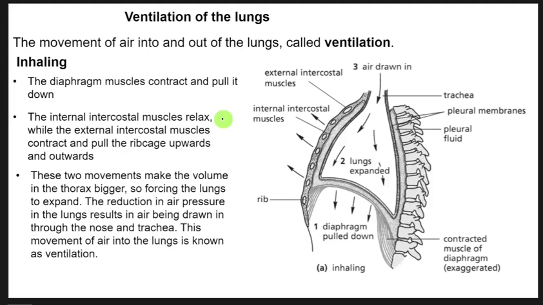When the rib cage is pulled outward and upward, the volume inside the rib cage becomes larger, and that reduces the pressure. That causes the lungs to expand and creates a low pressure inside the lungs, and that low pressure means air is invited to fill it. So air enters the lungs. That's how air manages to enter. This is what we call ventilation.